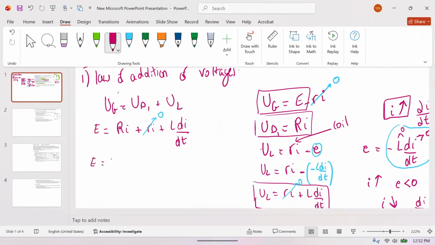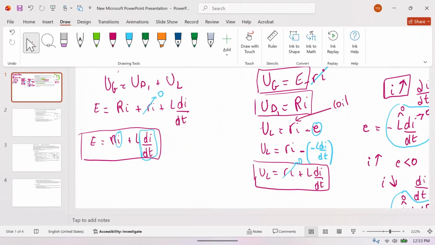So E equals Ri plus L dI over dt. And once I see a derivative of a variable and the variable itself, I know that I got my differential equation, and then I stop. If they force you to find a specific form of the differential equation, of course, you have to get to that form. If they don't, you can stop here.